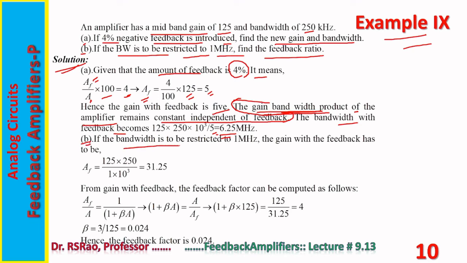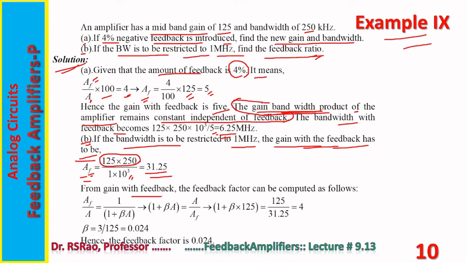B. If the bandwidth is to be restricted to 1 megahertz, we are asked to find out the feedback ratio. For that, the gain with the feedback has to be determined. AF is equal to 125 into 250, the gain bandwidth product without feedback, divided by bandwidth with the feedback. It gives gain with feedback. It turns out to be 31.25.